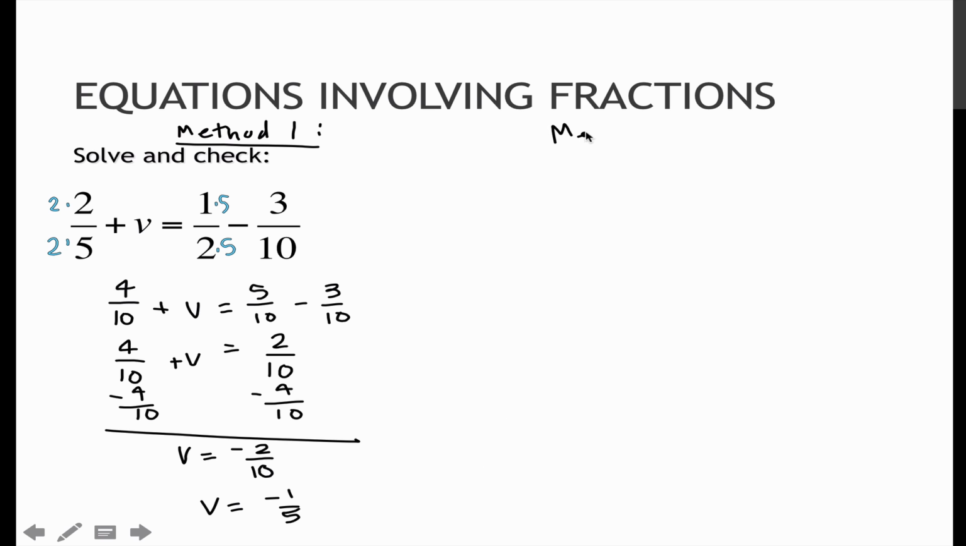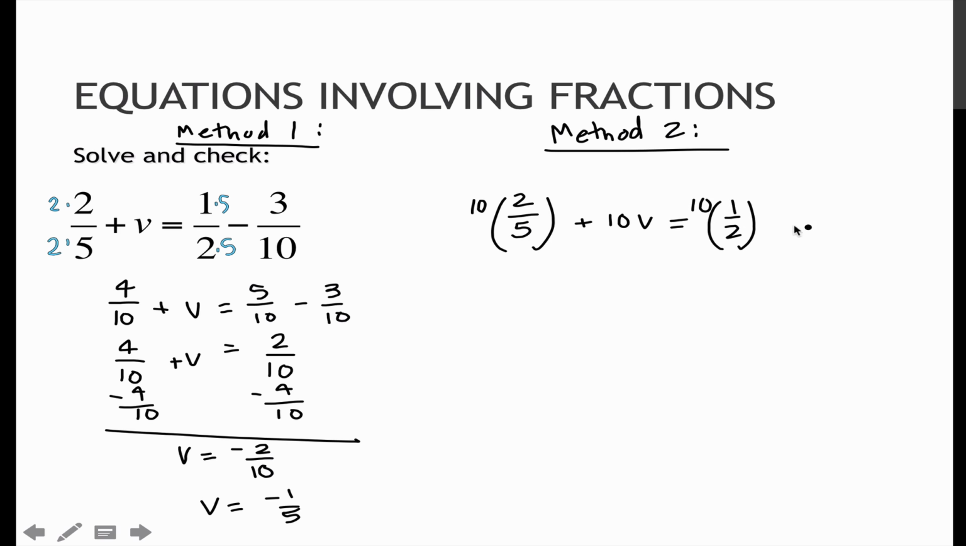Now method 2 involves clearing fractions. So by clearing fractions, instead of making everything have a denominator of 10, I'm going to multiply everything in the equation by 10. So I'm going to take 2/5 times 10 plus 10 times v equals 1/2 times 10 minus 3/10 times 10.